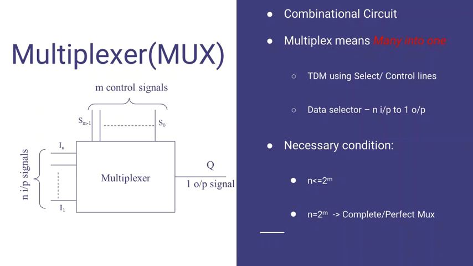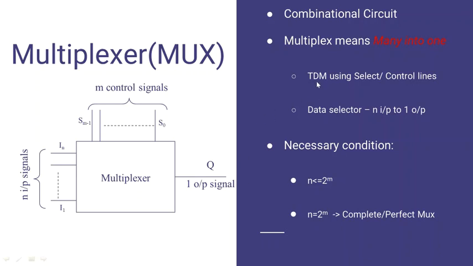What we need to know now is that a combinational circuit does not have a memory and its output depends solely on the current input. So a multiplexer is a combinational circuit. Multiplexing means many into one. That is, there can be many input signals, but at a time only one output signal is present.